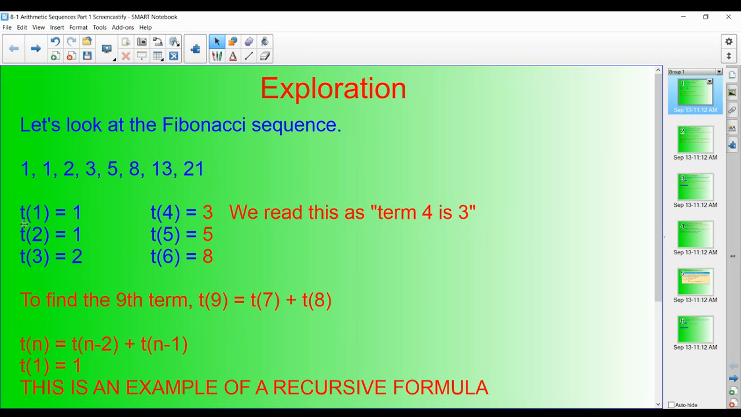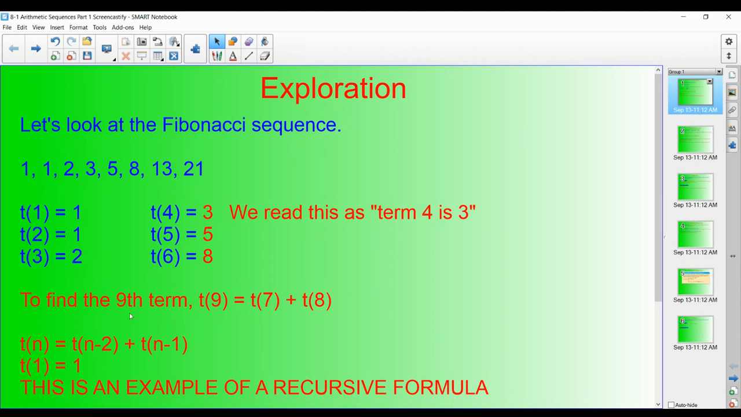Now, if I ask you term 1, t of 1 equals 1. T of 2, the second term, is 1. If I go look at t of 4, the fourth term is 3. So the input is the term number, and the output is the actual term, the actual number in the sequence.